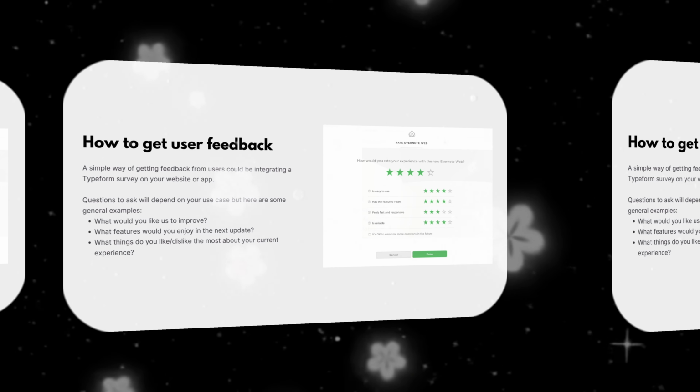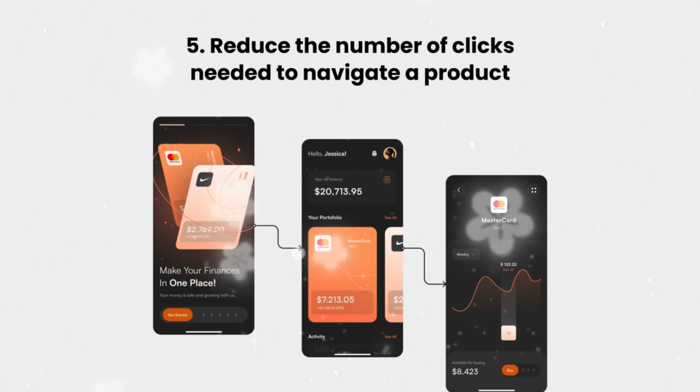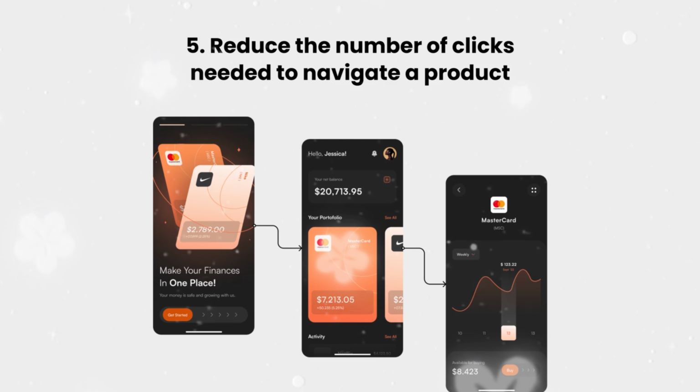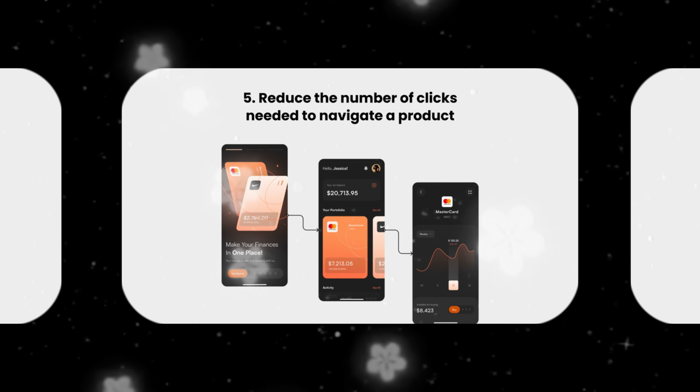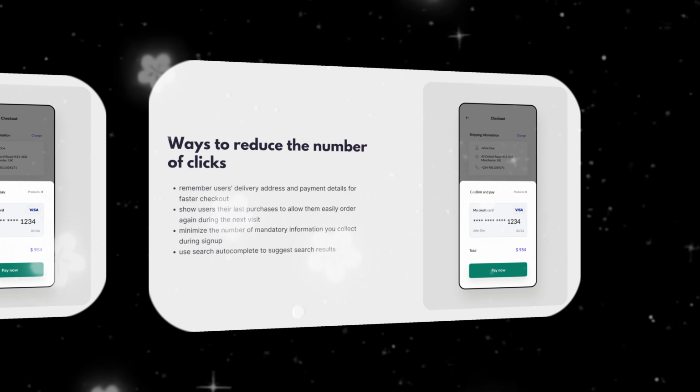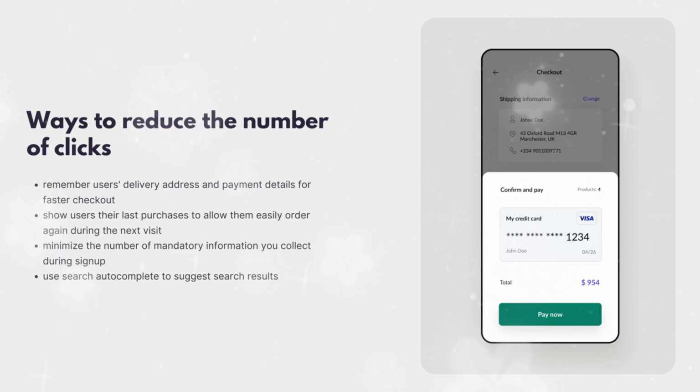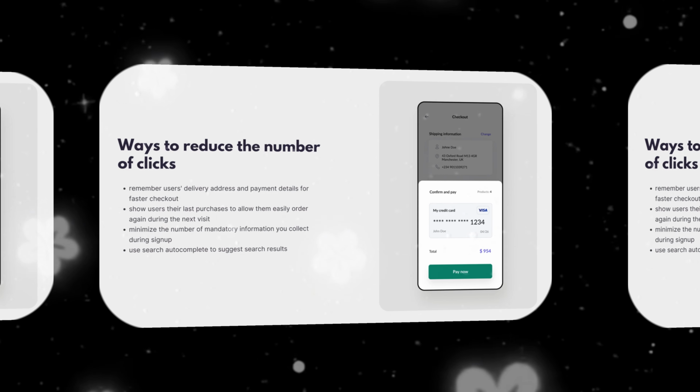Good designers focus on creating designs that minimize the number of clicks needed to navigate the site. By reducing the number of clicks, users can quickly find the information or content they need without becoming frustrated. There are a number of ways you can achieve this. For example, remember users' delivery addresses and payment details for faster checkout. Show users their last purchases to allow them to easily order again during the next visit. Minimize the amount of mandatory information you collect during sign-up, and use Search Autocomplete to suggest search results.